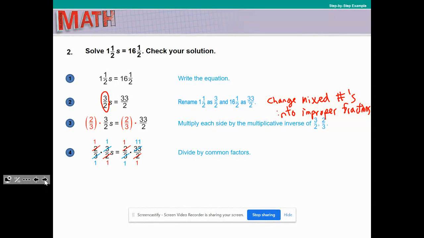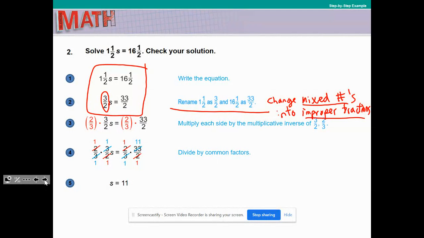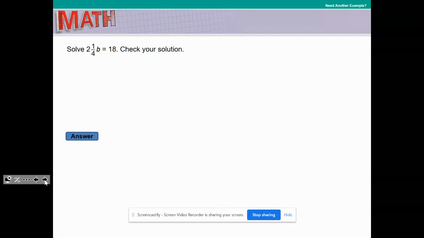Boom. Wow. Lots of cross simplifying. I like those problems because it makes the numbers really easy to multiply at the end. Of course, the s is going to be by itself, and the right side of the equation comes to 11. Okay, so the only new step is right here when we have to rename and change mixed numbers into improper fractions. All right, fairly simple so far. Let's try it. Pause, try it yourself, then check your answer.